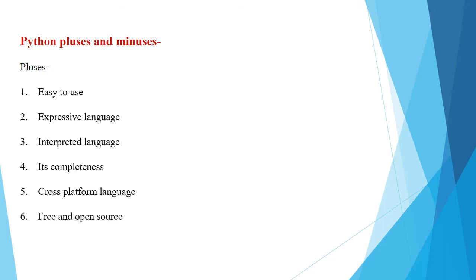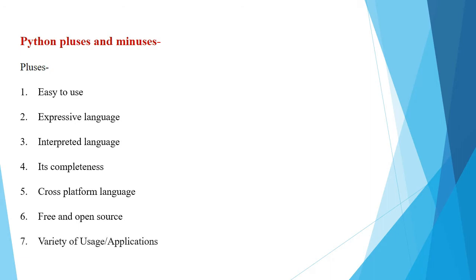Next is free and open source. Free: you already know that if you go to the official website python.org, you can download it. And it is also open source. What does open source mean? In open source software, any modification or improvement can be made. You get the source code as well, and if any programmer or developer is interested in improving it or developing more code, he can easily do it, because Python is an open source programming language.